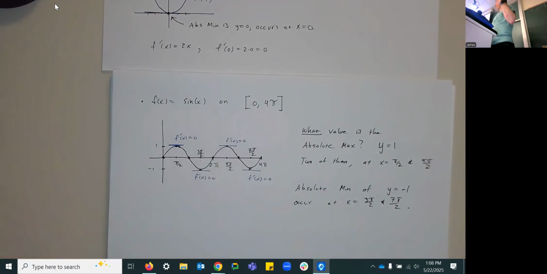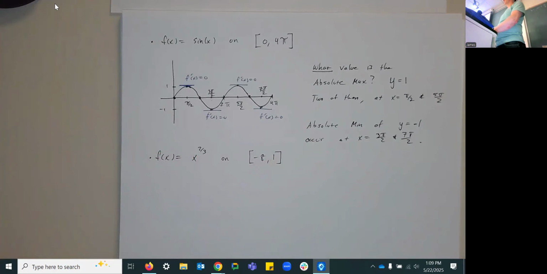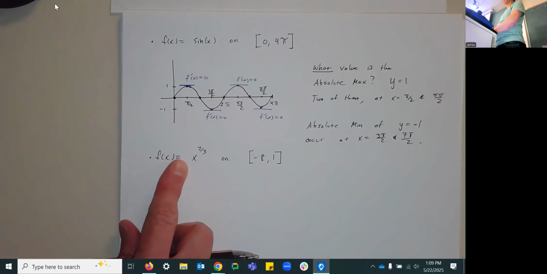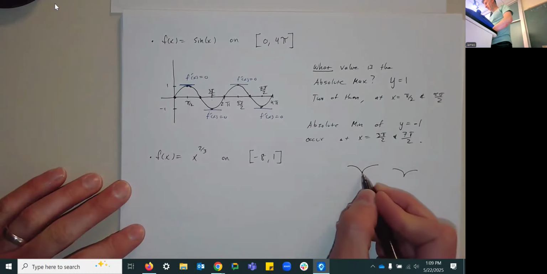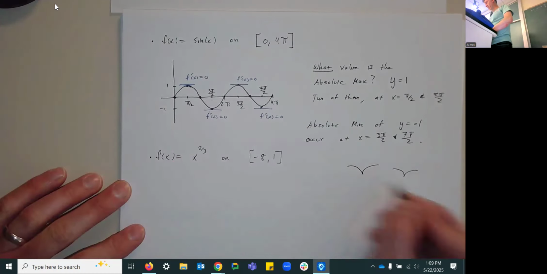So let's look at one more function here. f of x equal to x to the 2/3 on the interval from -8 to +1. All right, so this function, I think I talked about this function a little bit before. I call it the bird function because it kind of looks like a bird an adult man who's not very good at drawing could draw, or a child could draw, right? It kind of looks like that, where it's pointing at the bottom. It's pointing at the origin. So here's what it actually looks like.